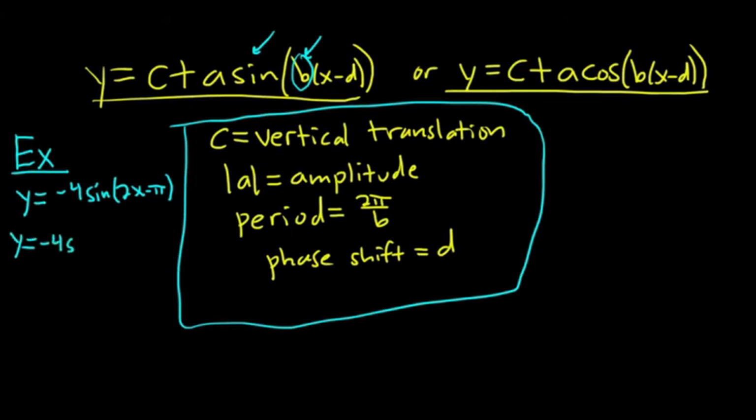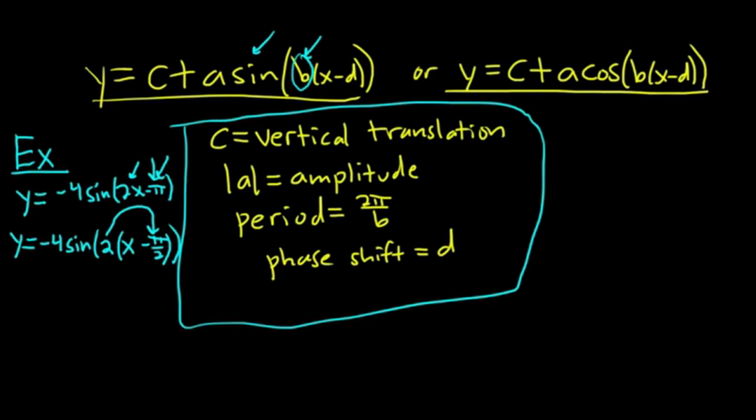So to do that, we have -4 sine. We're going to pull out a 2 here. So it's 2 parentheses x, and we're factoring out a 2 from the pi. So that's minus pi over 2. You say, what? Yeah, check it out. If you do 2 times pi over 2, the 2's cancel, so you get pi back. So it's okay. So now we can identify everything.